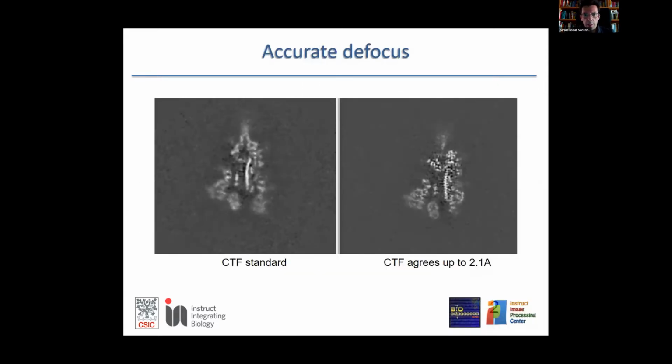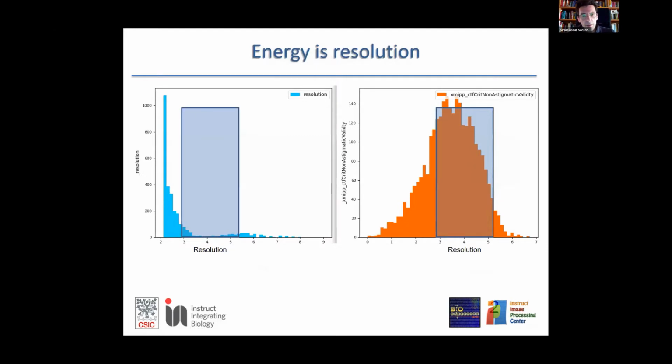And here is another example. This is just a standard CTF estimation. It looked good on these Thon rings. But if you require two algorithms to agree up to very high resolution, then you get much better results later when you do the 3D reconstruction. The same happens with resolution. All CTF programs report resolution, but there are other programs that report other things. For instance, Xmipp CTF reports the CTF non-astigmatic validity, and this non-astigmatic validity is actually limiting the resolution in many projects.